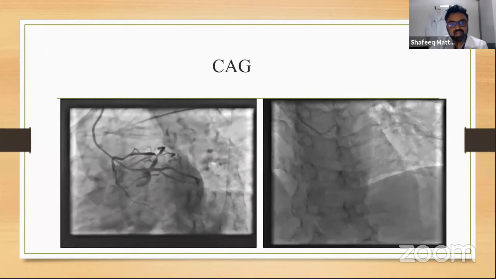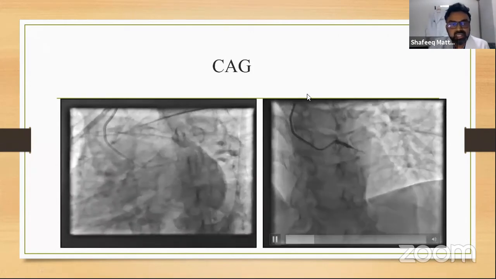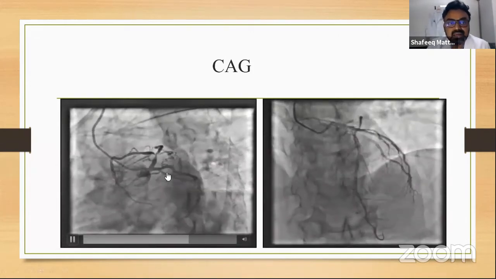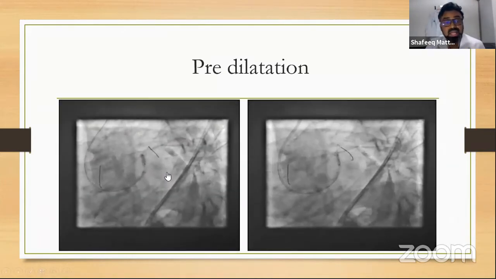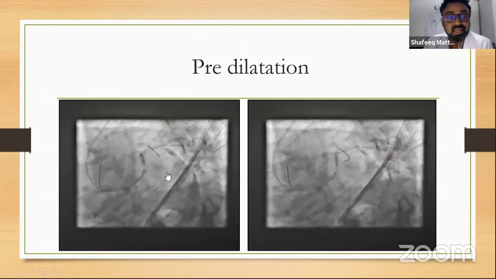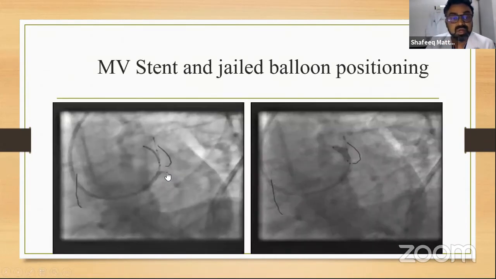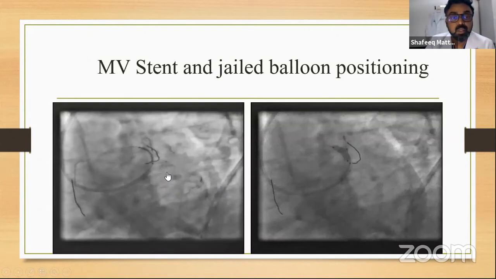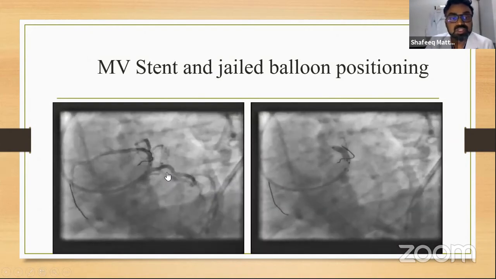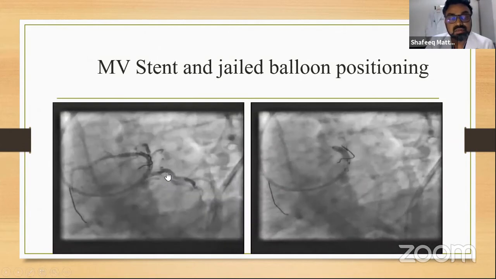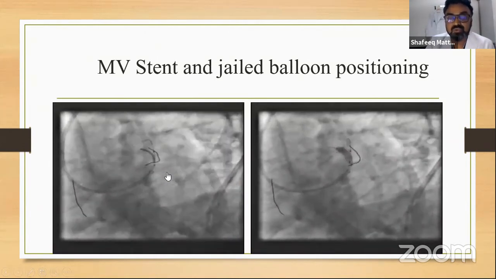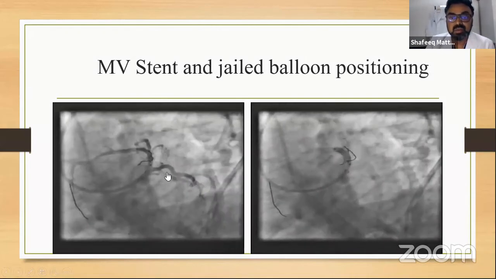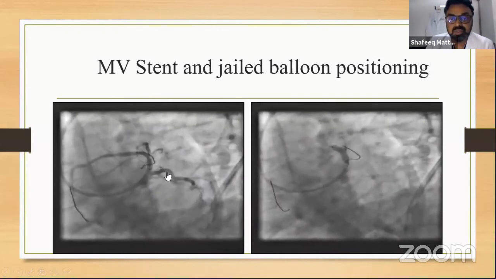So this was the angiogram where there was an LAD and ostial diagonal, which was of reasonable size. So we were planning a provisional stenting strategy. So we dilated the side branch, the main branch, and the main branch sequentially. The side branch balloon was kept. The main branch stent was positioned. The side branch balloon was inflated at 4 atmosphere, and the main branch stent was deployed.